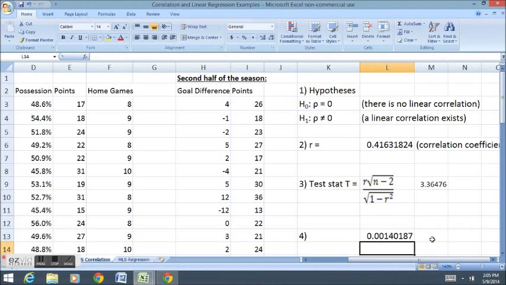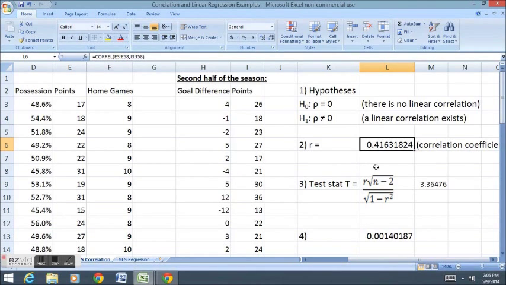The p-value is quite low. It's less than 1%, and thus we reject the null hypothesis and accept that there is a statistically significant linear correlation here. So at this point, we can say, yes, there is a linear correlation between first half points earned and second half points earned, but no, it is not particularly strong. It's somewhat of a moderate to weak relationship.